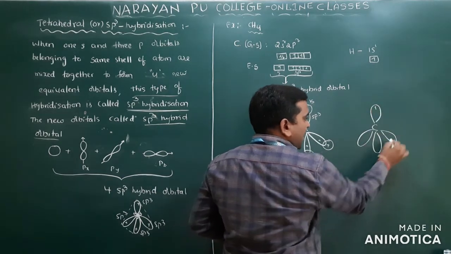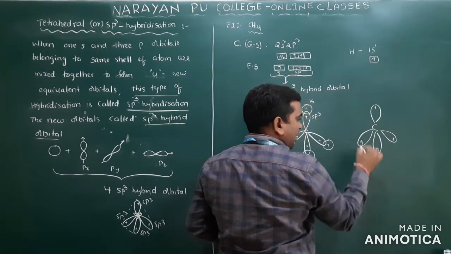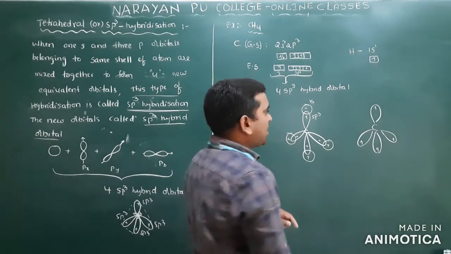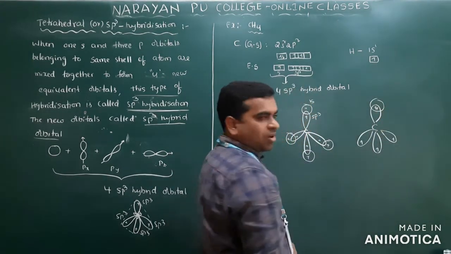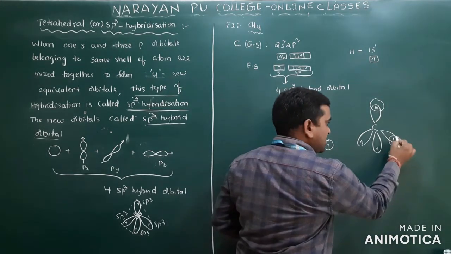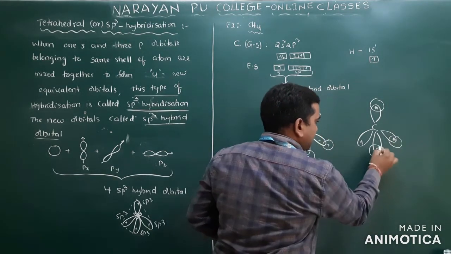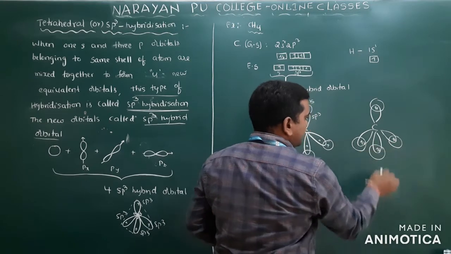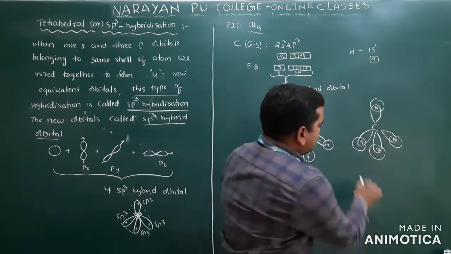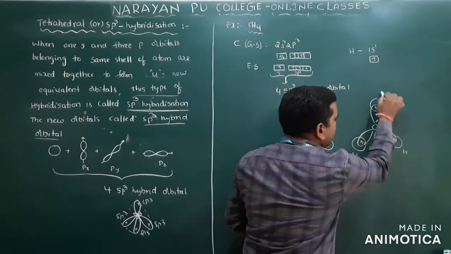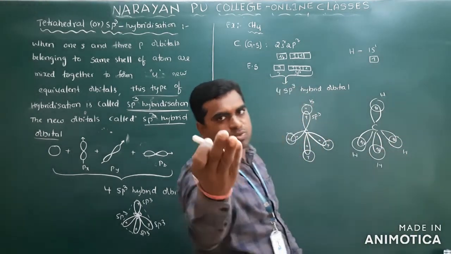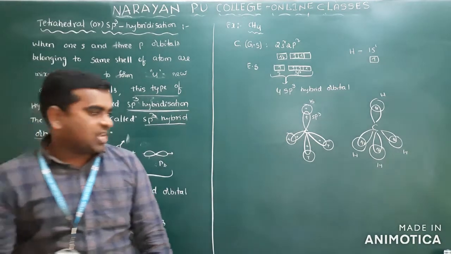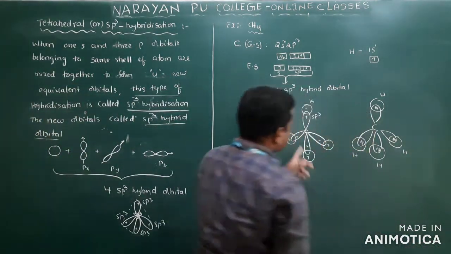Here what is there? 1 electron, 1 electron, 1 electron, and 1 electron. Each is having one electron. So now hydrogen is having 1 electron, and it gives 1 electron to pair up, and here also hydrogen is giving 1 electron, and here also, and here also hydrogen is giving 1 electron. And between carbon and hydrogen, how many electrons are there? 2 electrons. 2 electrons means 1 bond formation takes place. That is a covalent bond. So this is the orbital concept.